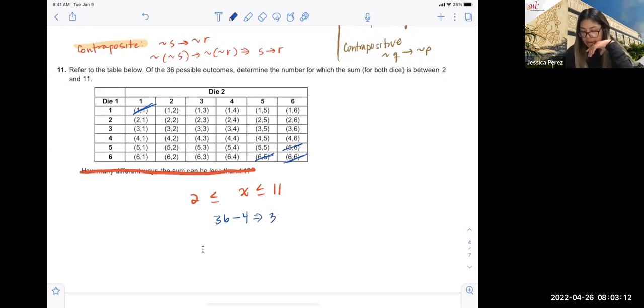We get 32 outcomes because the sum is between 2 and 11, including, well, this one gives us 11, this one gives us 11, these three, if we take these out. So this is 10, this is 10, this is 10, and this is 2. That's the only one that gives us 2. So 32 outcomes.